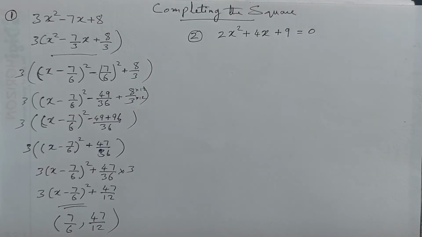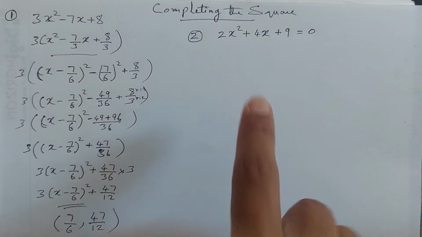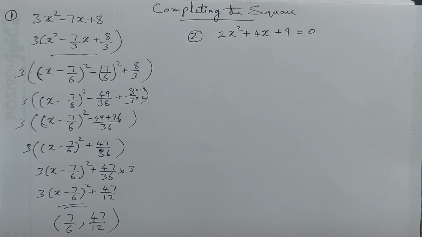I'll do one more question, which is 2x squared plus 4x plus 9 equals 0. Here we are finding the value for x. Here we found the turning point, maximum or minimum point using this. Here we'll find the value for x. Like you can even use quadratic formula or completing the square.